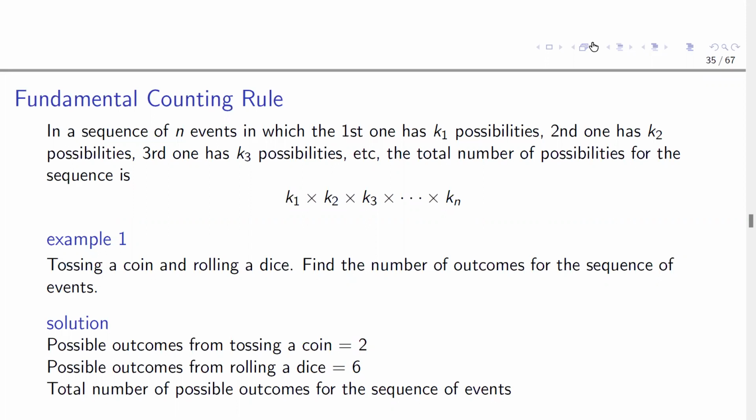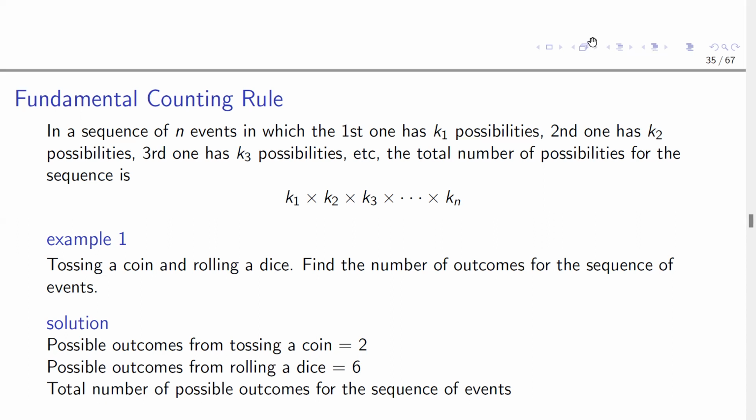So the fundamental counting rule is that in any sequence of n events, in which the first one has k1 possibilities, the second event has k2 possibilities, the third event has k3 possibilities, and so on, the total number of possibilities for such a sequence is k1 times k2 times k3 up to the last event.